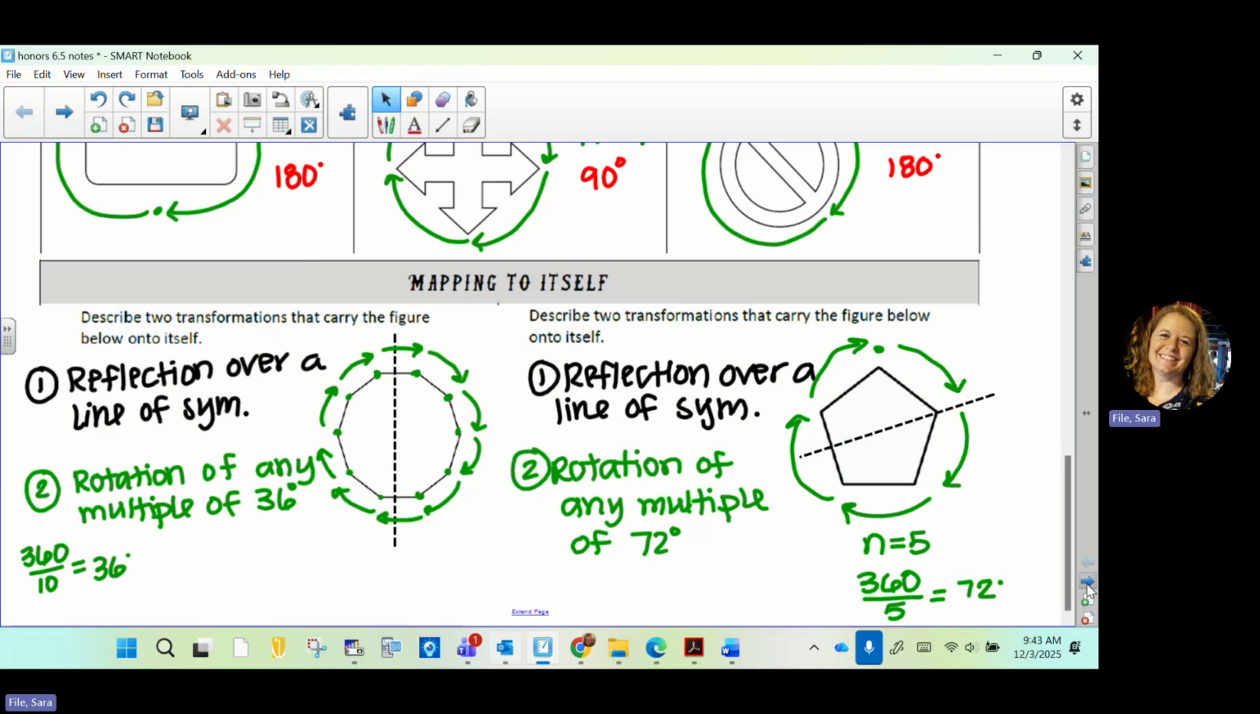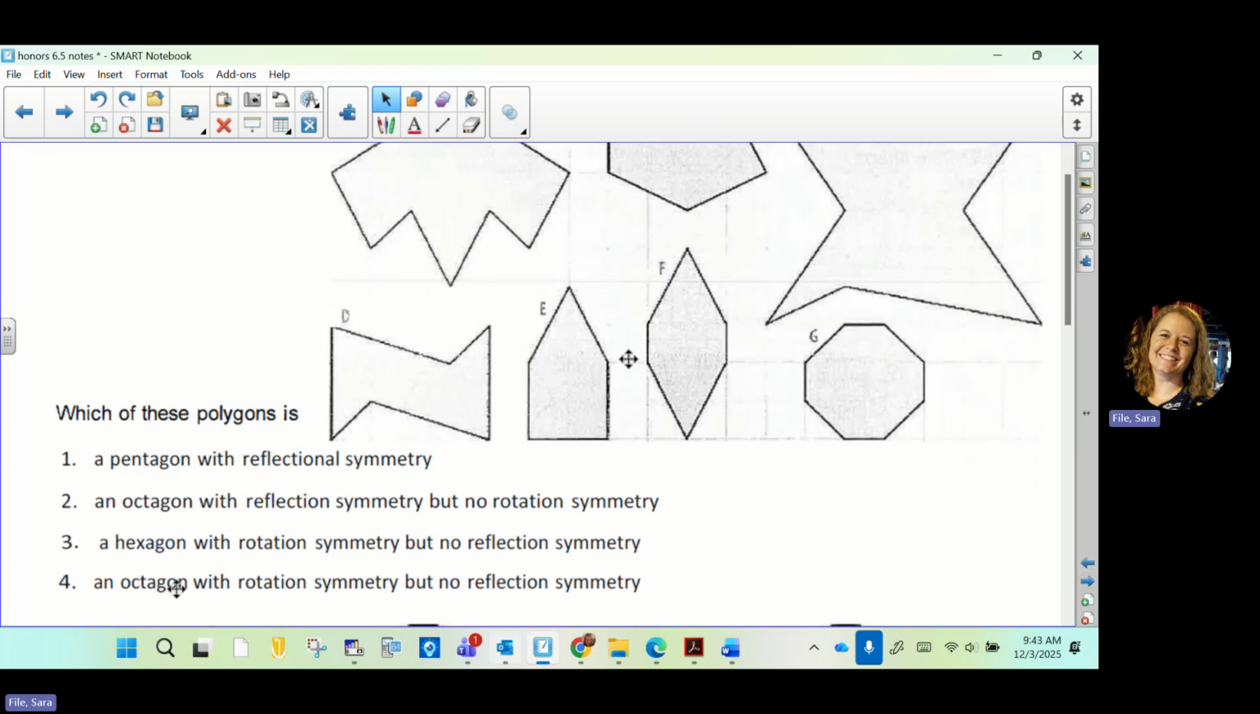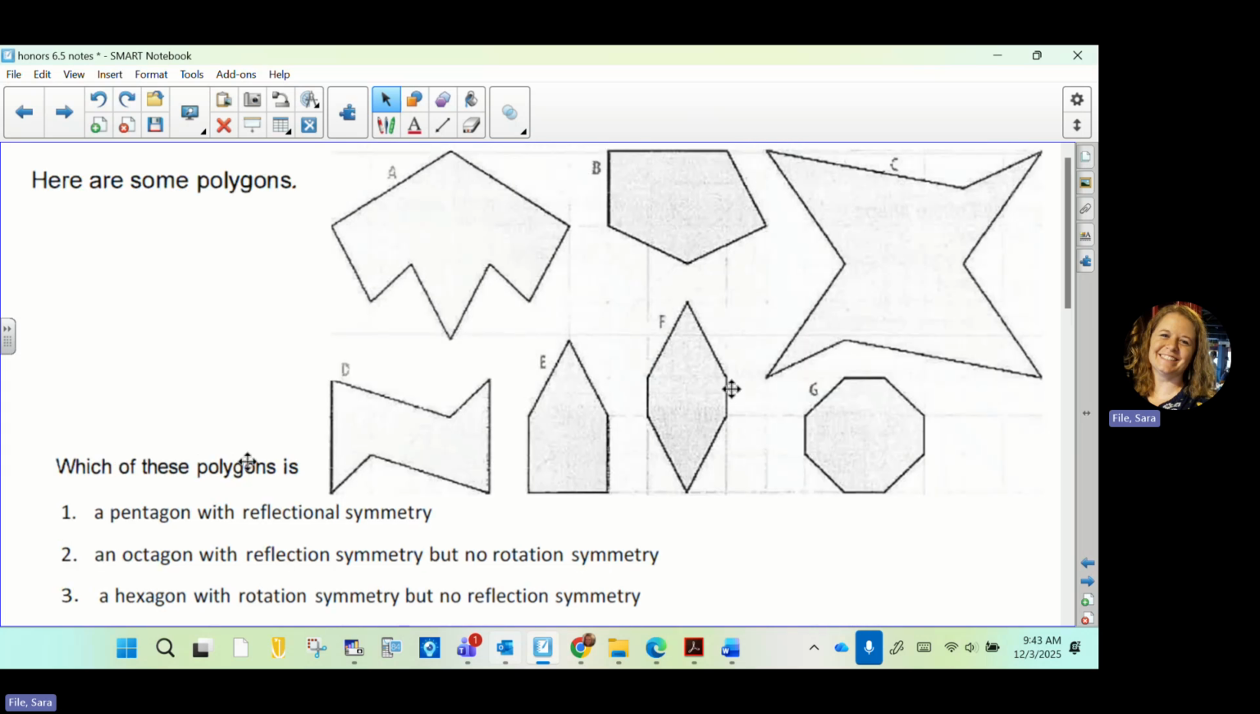You feel okay about this so far? All right, this is just matching. Let's make sure we've got the hang of this. We've got these polygons. We want to answer these 4 questions. Which one of these is a pentagon with reflectional symmetry? A pentagon has how many sides? Okay, so which one of these is a 5-sided shape that has a line of symmetry? Good, E. Okay, B is a pentagon, but there's no line of symmetry.